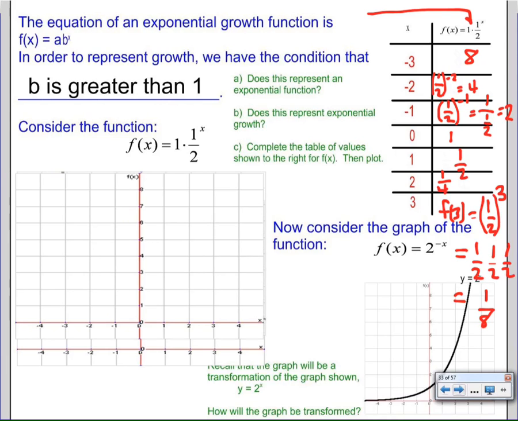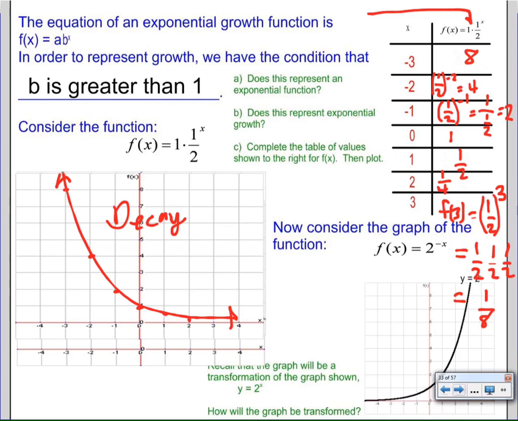Now if I were to plot these data, when x is negative 3, y is 8. When x is negative 2, y is 4. Negative 1, 2, 0, 1, 1, 1/2, 2, 1/4, and we end up with an exponential curve that looks like this. Well, that's exponential, not growth. It's doing the opposite of growth. This is what we actually call exponential decay.